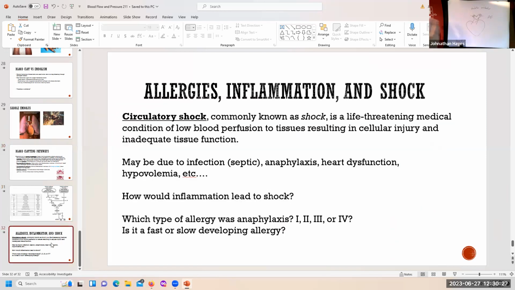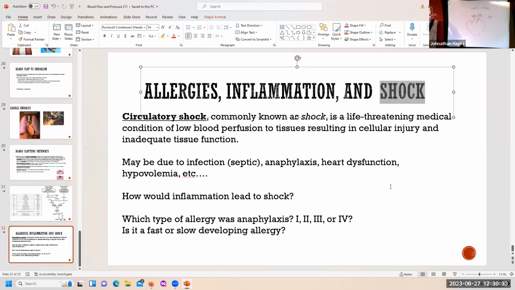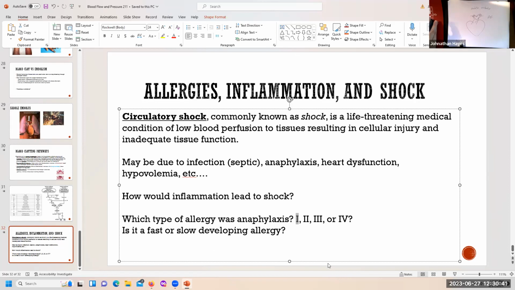And we've actually already talked about allergies, inflammation. Shock is where you don't have enough pressure to maintain circulation. One of the most common forms of shock, you'll hear about something called anaphylactic shock, which is an extreme form of a type 1 allergy.